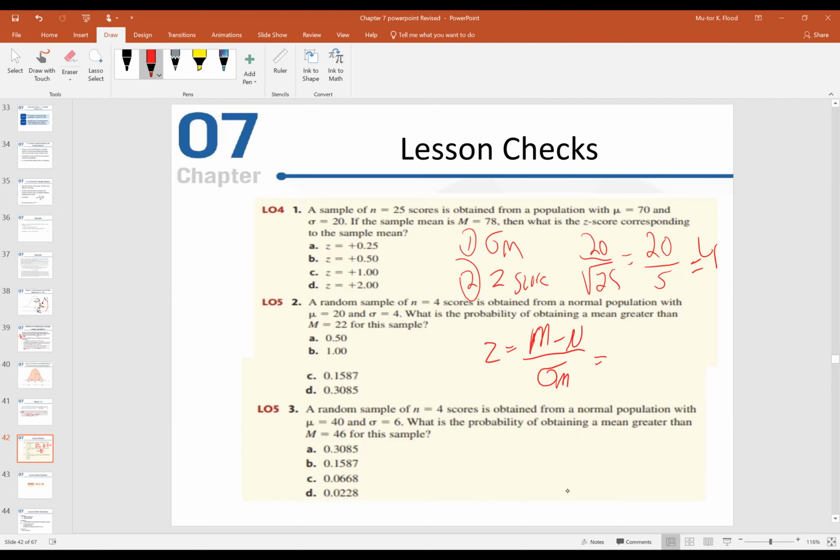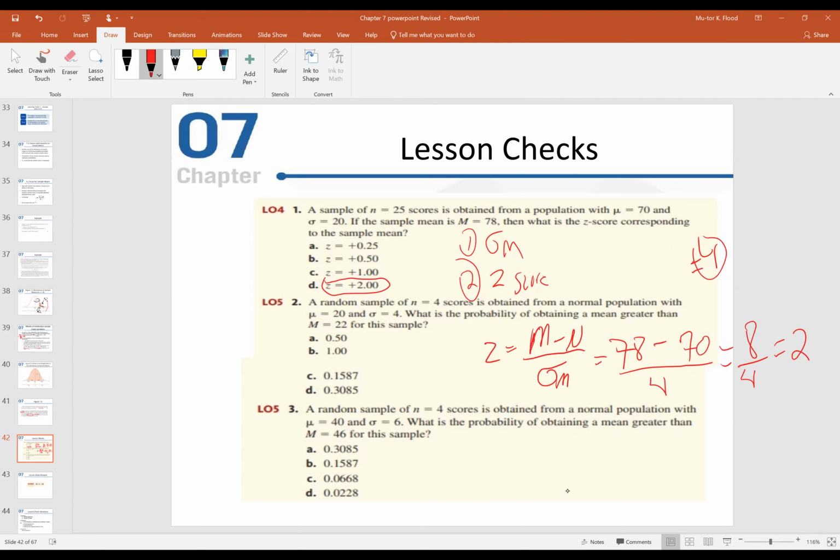And so that is going to be the mean is 78 minus the population mean, which is 70, divided by the standard error of the mean, which is 4. So that's 8 over 4, which equals 2. So our z-score is positive 2, right? Z-score is positive 2. All right, so let's erase this.